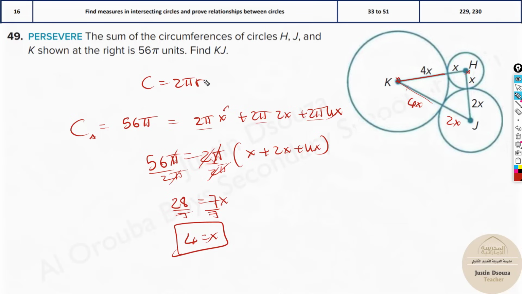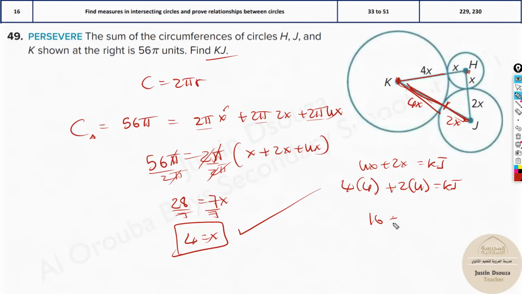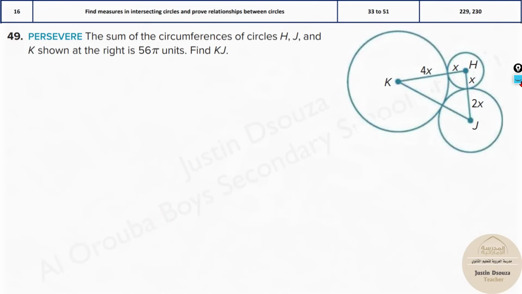But here they are not asking you for the x value. They want kj. So if you find 4 and select it as the correct answer, it's wrong. What is kj? See, this much is 4x plus 2x. So kj is 4x plus 2x, which is 4 times 4 plus 2 times 4. That is 16 plus 8, 24, which is the actual value. 24 units. They have not given any units, so write just units. So 24 units must be the answer here.